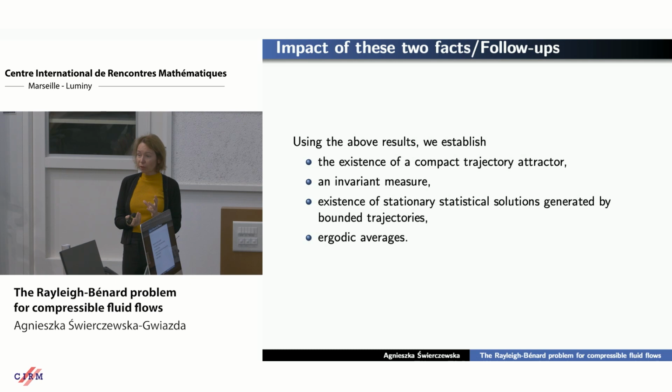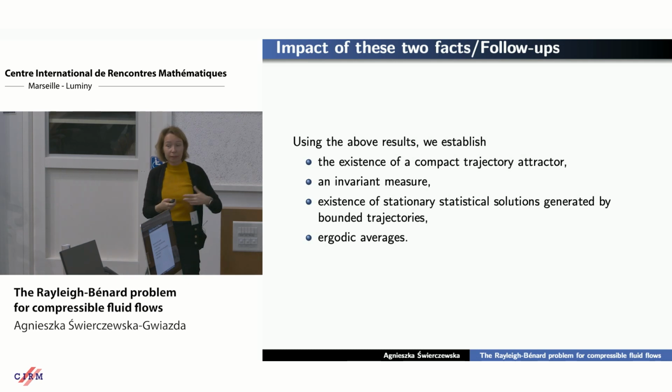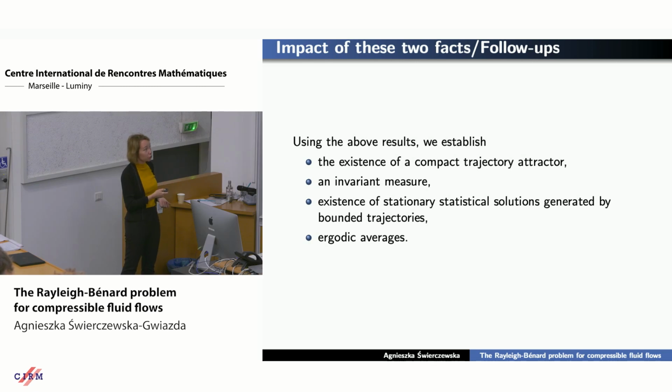So these two things are really what you have to prove, but then you have a lot of benefits: existence of compact trajectory attractor, invariant measures, existence of stationary statistical solutions, and information on the ergodic averages.